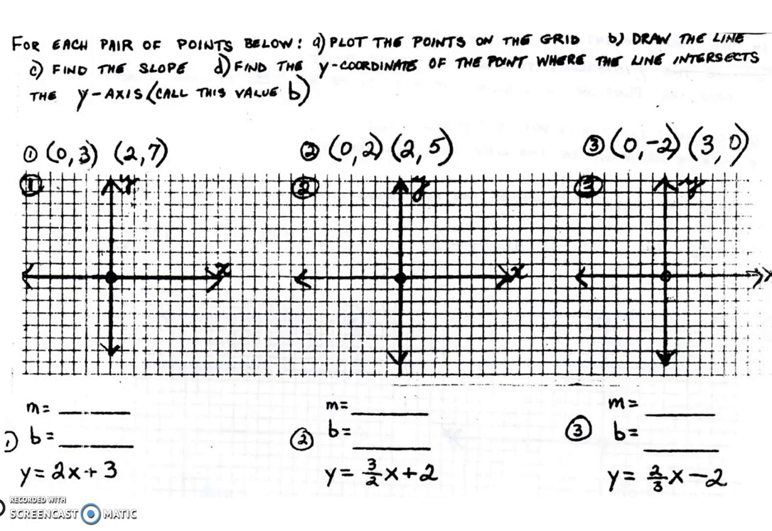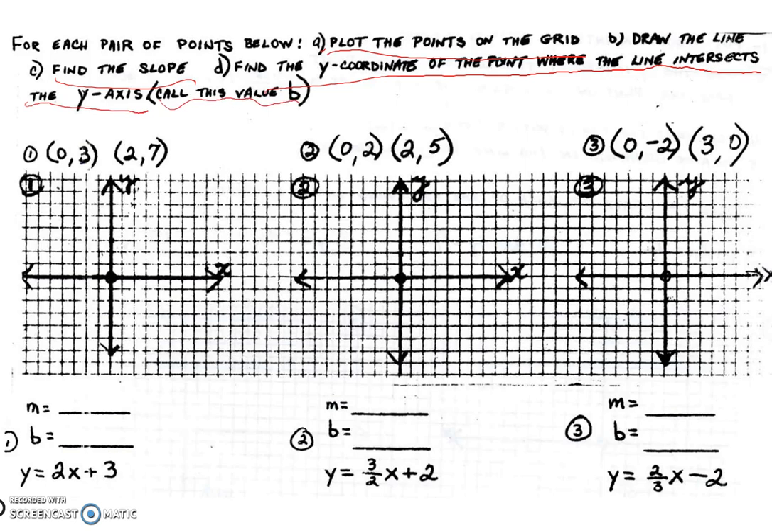For each pair of points below, plot the points on a grid, draw the line, find the slope, find the y-coordinate of the point where the line intersects the y-axis, and we're going to call this B.